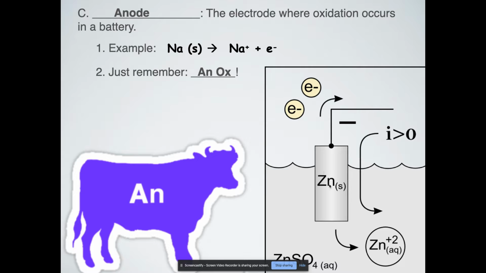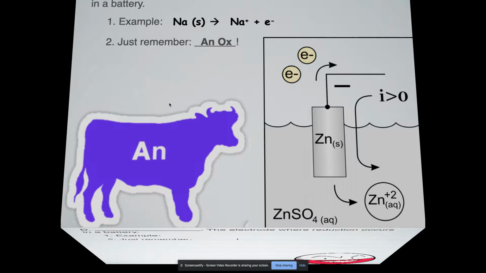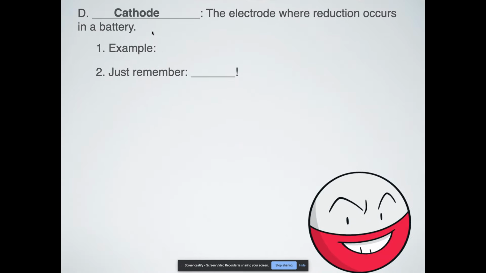Eventually the anode will go away because it is slowly losing electrons. And as it loses electrons, all of a sudden you start to lose mass. And so what we have here is turning from a solid anode to now becoming part of an aqueous solution. What's the opposite of an anode? The opposite of an anode is a cathode. A cathode is the electrode where reduction occurs.